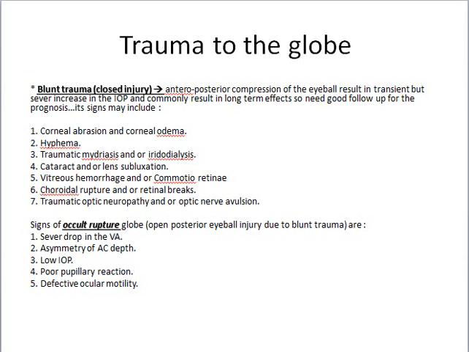Sometimes there is an occult ruptured globe due to the blunt trauma, which means open posterior eyeball injury due to the blunt trauma. The signs of this occult rupture are severe drop in the visual acuity, asymmetry of the anterior chamber depth, low intraocular pressure, poor pupillary reaction, and defective ocular motility.